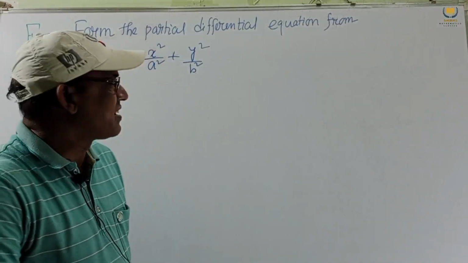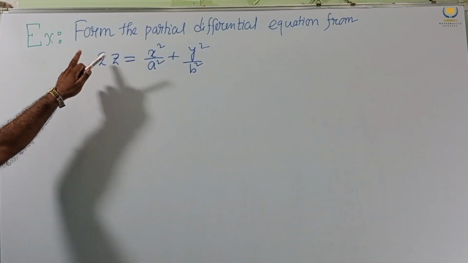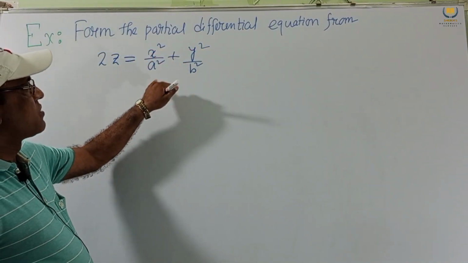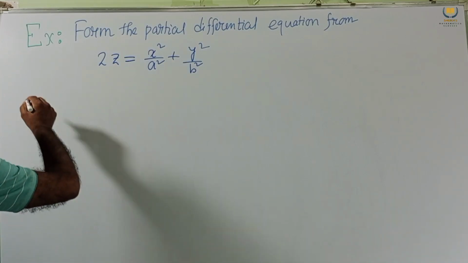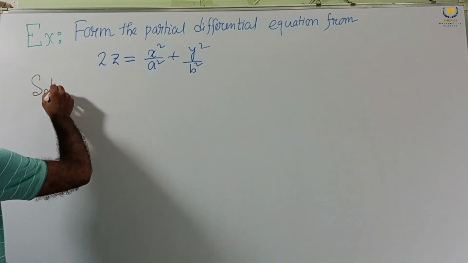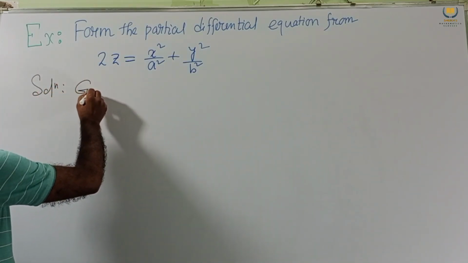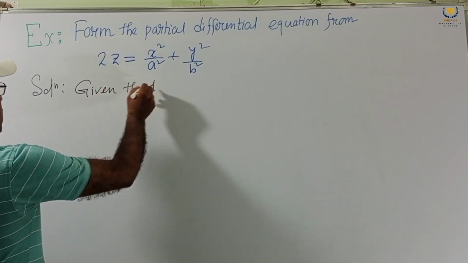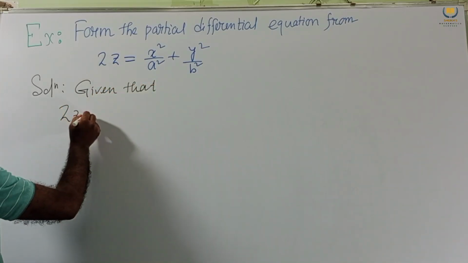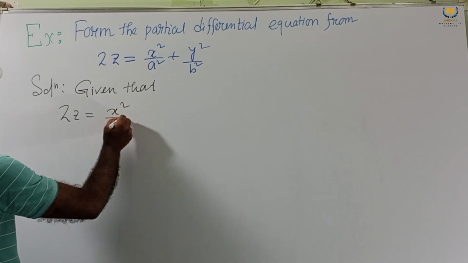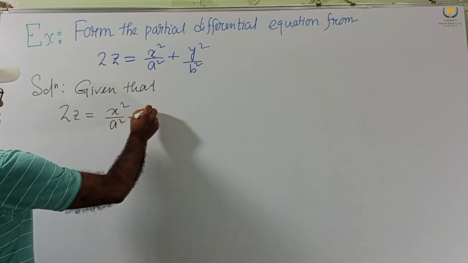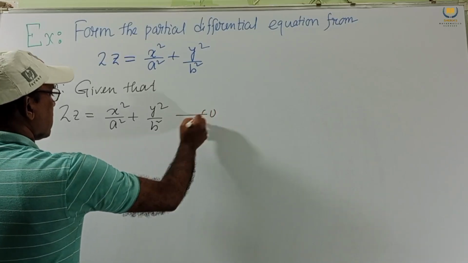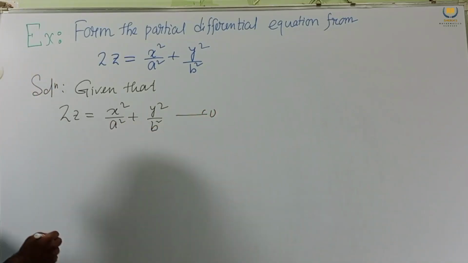Consider another interesting problem. Form the partial differential equation from 2z equal to x square by a square plus y square by b square. Now solution: given that 2z equal to x square by a square plus y square by b square. This is number 1 we consider.